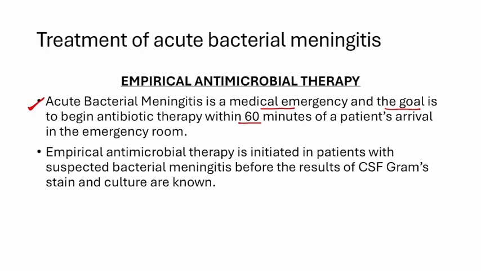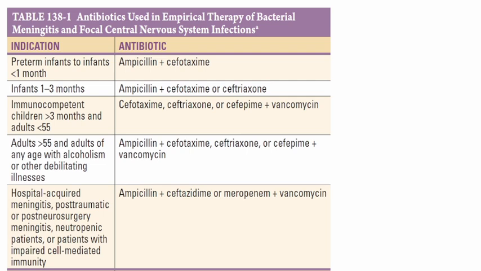Empirical antimicrobial therapy is initiated in patients with suspected bacterial meningitis before the results of CSF gram stain or culture are known. This is the table from Harrison which tells us which antibiotic to be used. In this video, I will be focusing on adult medicine only. Immunocompetent children more than 3 months, and adults less than 55: these are the commonly seen patients which come in the emergency with acute bacterial meningitis.